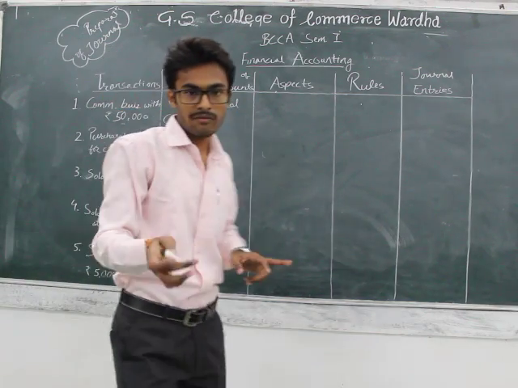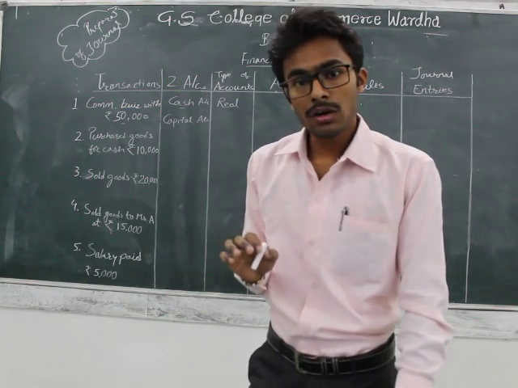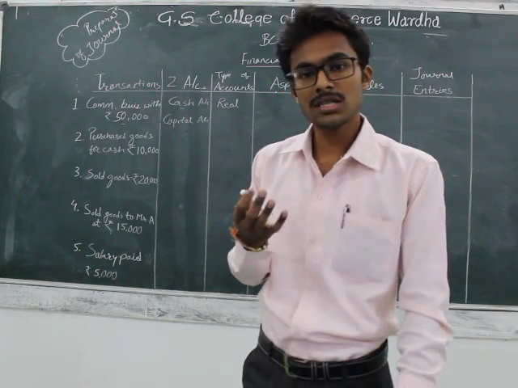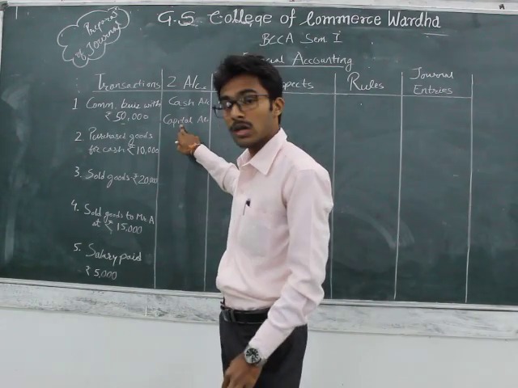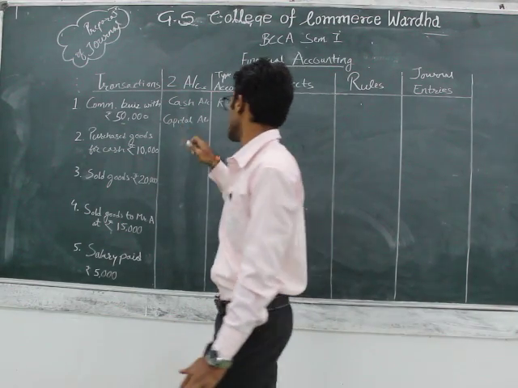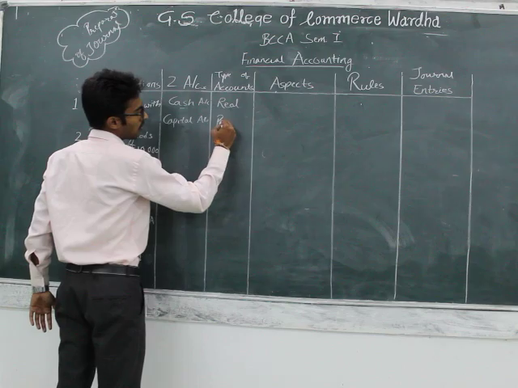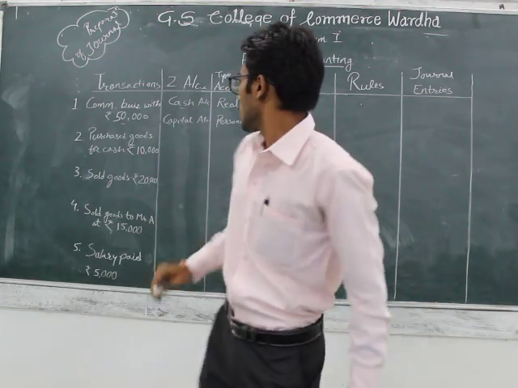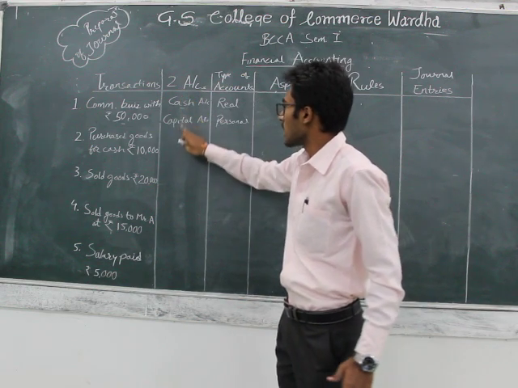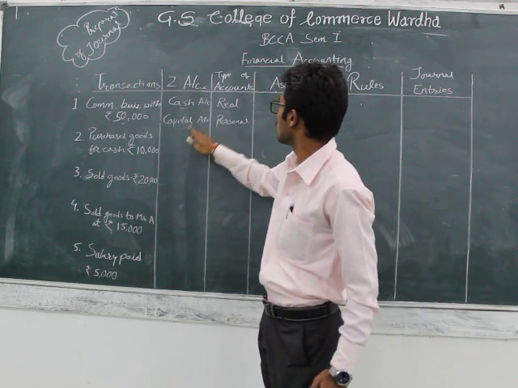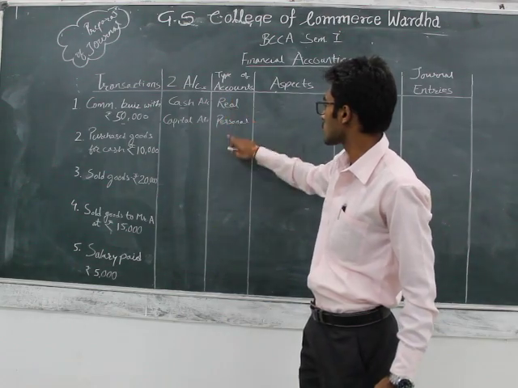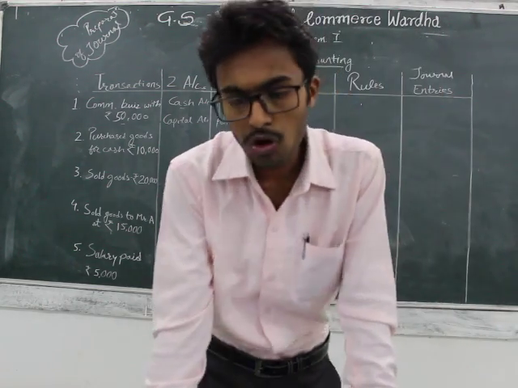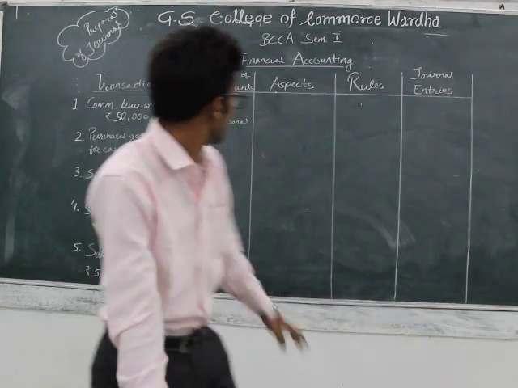Capital, as we have discussed, is the representative of the business owner's name. That means a person's name, which means a personal account, right? After analyzing two accounts, we have converted those two accounts into types of accounts. Now we will discuss what the aspects involved in the transaction are.